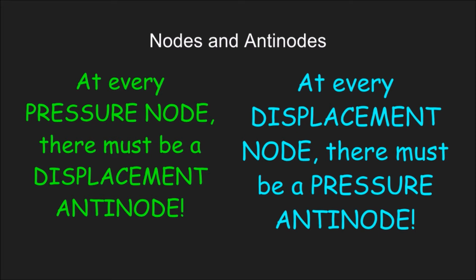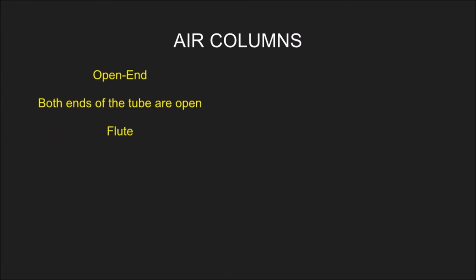There are 2 different types of air columns. Open-ended, which have both ends of the tube open like a flute, and closed-ended, which have one or both ends of the tube closed like a recorder. Wavelengths vary for each air column and each harmonic.